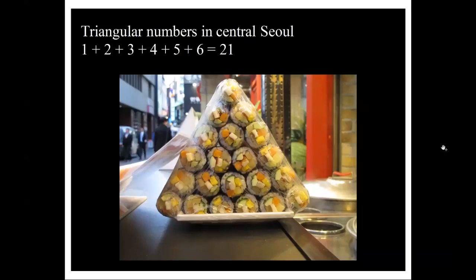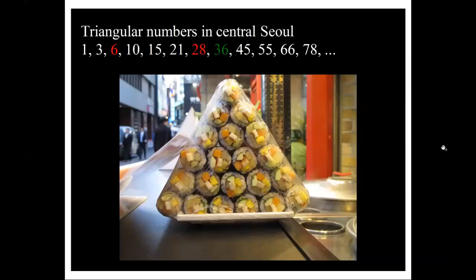So for me, I noticed this and I wondered how many pieces of sushi are there. So it's 1 plus 2 plus 3 up to 6, so it's 21. And these are, of course, called triangular numbers. So the number 10 is a triangular number. It's 1 plus 2 plus 3 plus 4.